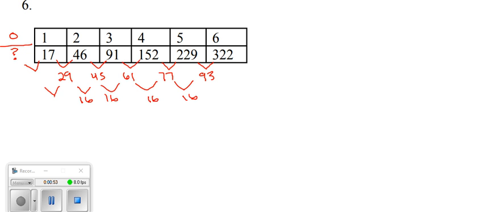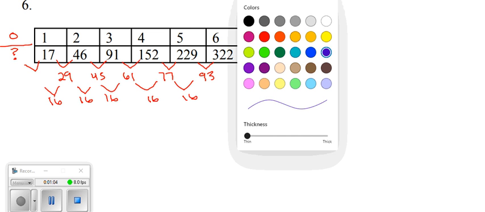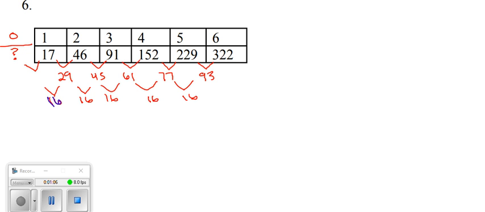So, for example, if you look, 45 minus 16 gets us 29. So we know this number down here has to be 16. Let me do all that in a different color. We know this number down here is 16, which means 29 minus 16 is 13. So that number there would be 13.